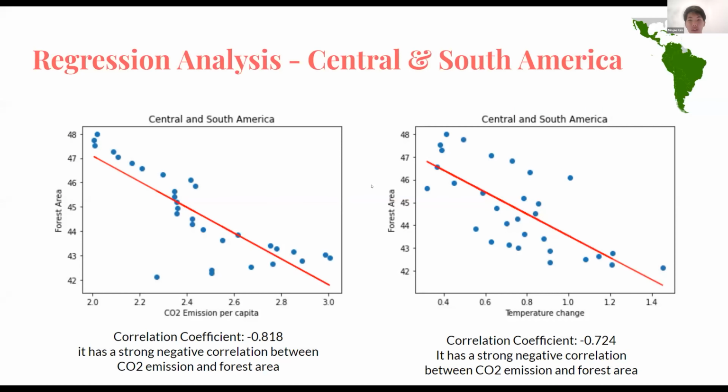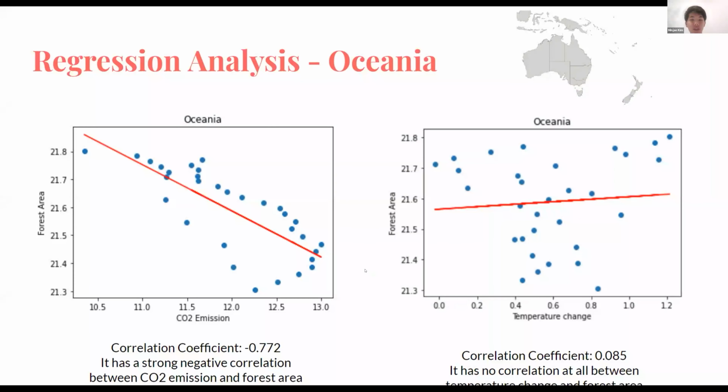Similar to Africa, Central and South America had a negative correlation between CO2 emission and forest area. It also had a strong negative correlation between temperature change and forest area. Oceania was a bit different. Although it had a pretty strong negative correlation between CO2 emission and forest area, it showed more correlation between temperature change and forest area.